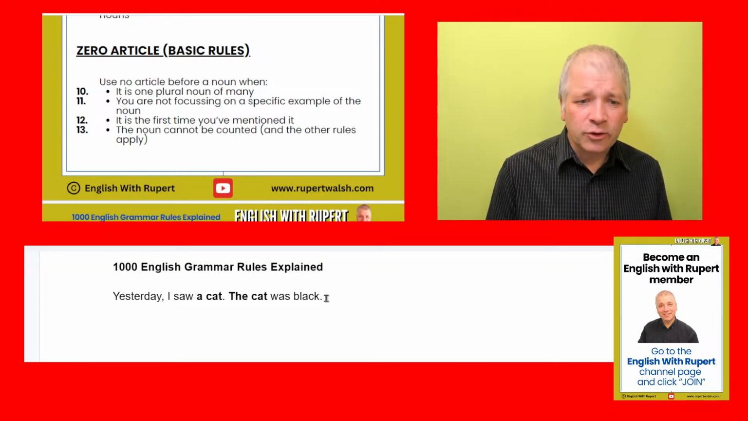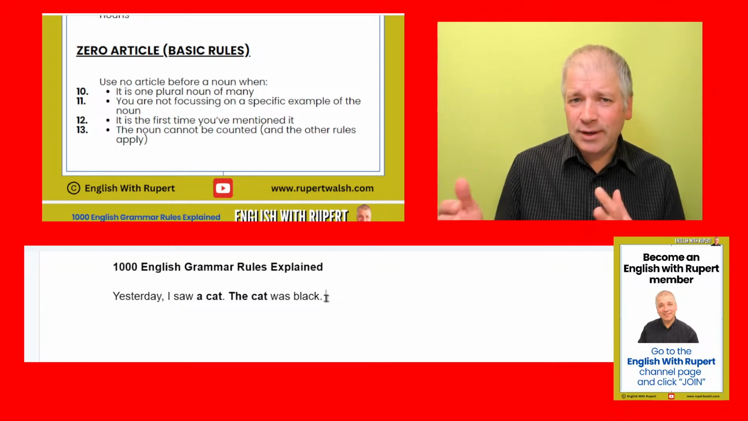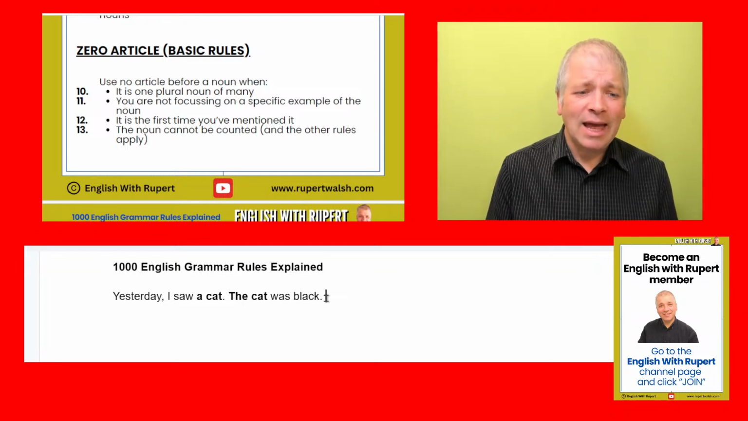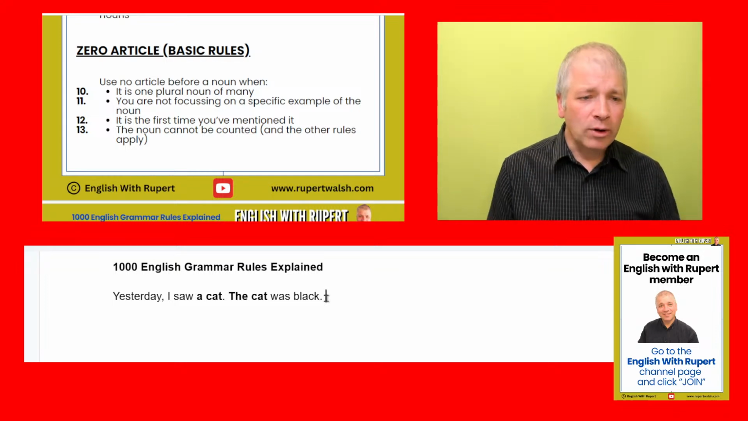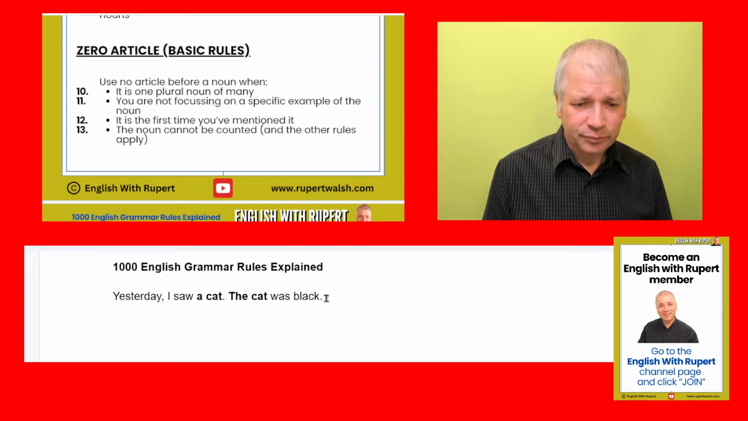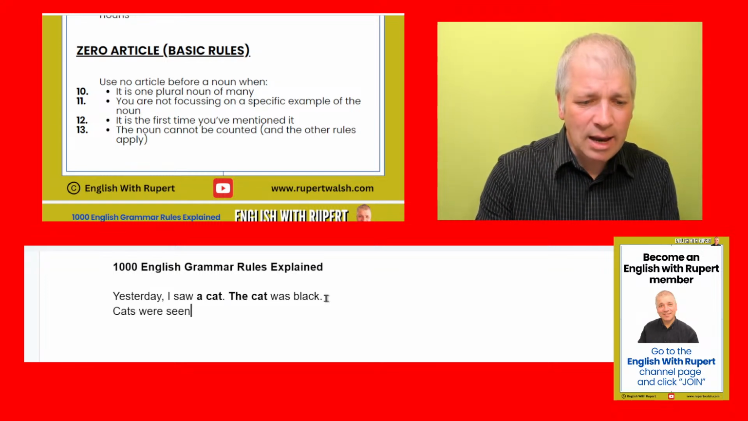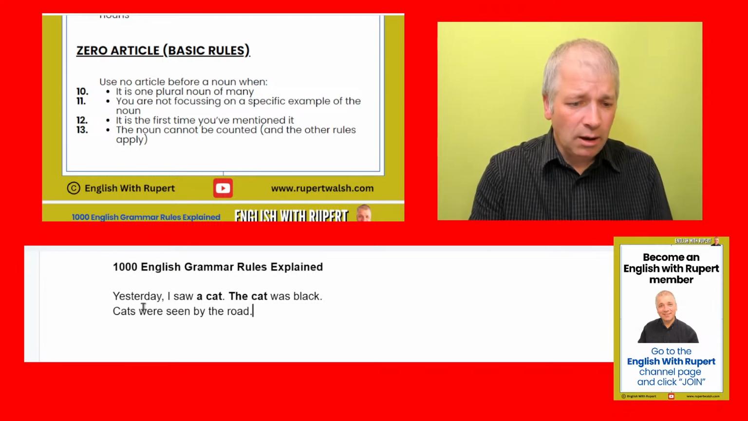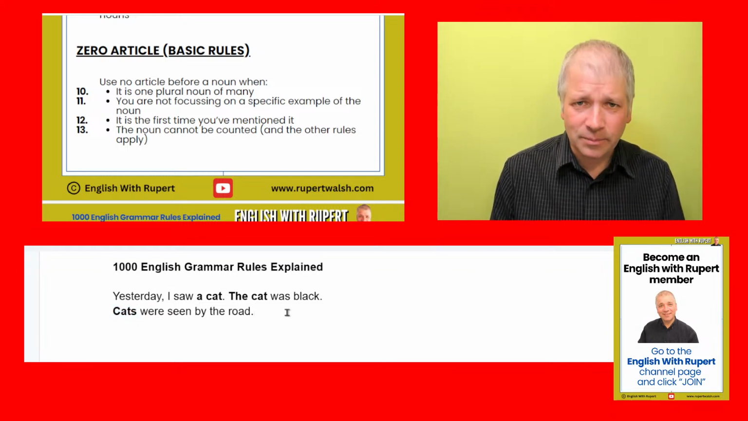And we use no article before a noun when it is one plural of many. When you are not focusing on a specific example of the noun, it's the first time you've mentioned it, and the noun cannot be counted. Now, 10 or 13 could apply here. It could either be a plural or it could be an uncountable noun. Let's go back to my cats example. Cats were seen by the road. So here I have cats. It's a plural, so I don't need a or an.